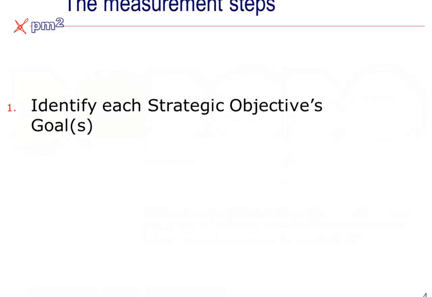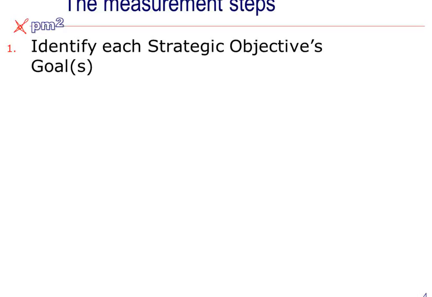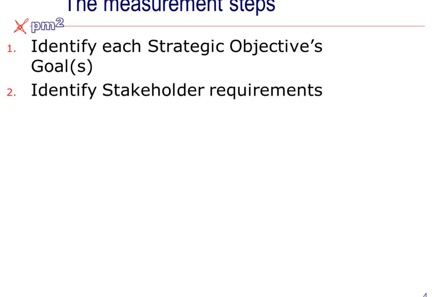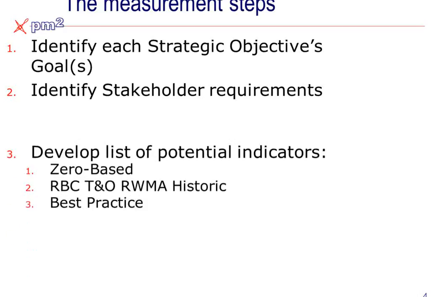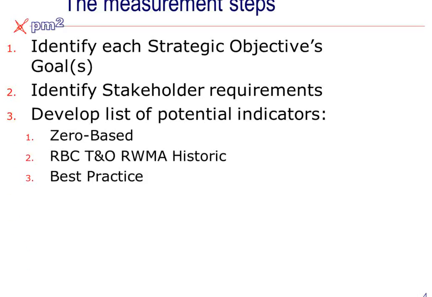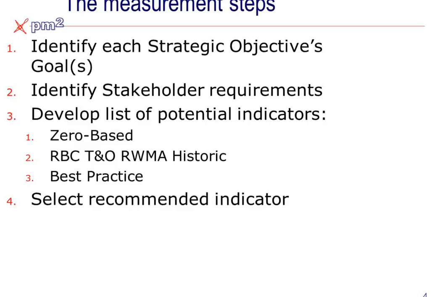The overall schedule is this. We're going to identify the strategic objectives goals, then identify what each stakeholder needs within those goals, because the stakeholders' needs are different, whether it's an internal or external customer, senior management, and so forth. We then need to develop a list of indicators, and we're going to do that in 3 different ways. Zero-based, without consideration of what's currently collected, what's available in the organization, how we currently measure it. Secondly, what do we currently look at? And third, what are best practices? And from there, we'll select the measures that we would choose to use inside the organization.